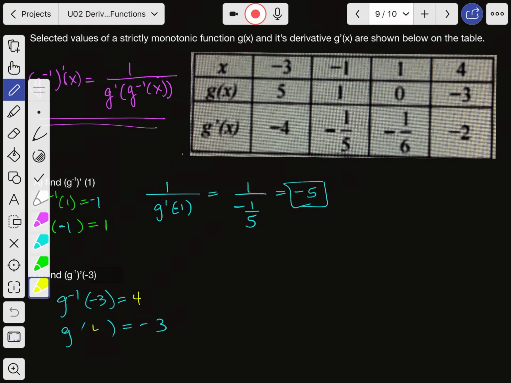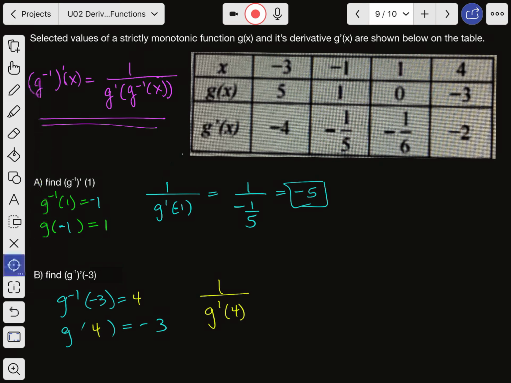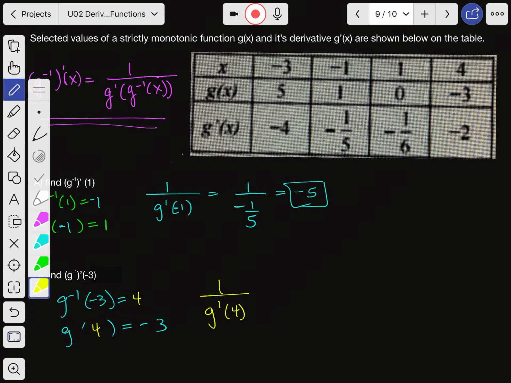Okay, so now 1 over g prime of 4. Well, g prime of 4, g prime with an input value of 4 is negative 2. And so really not too bad. There's my final answer.